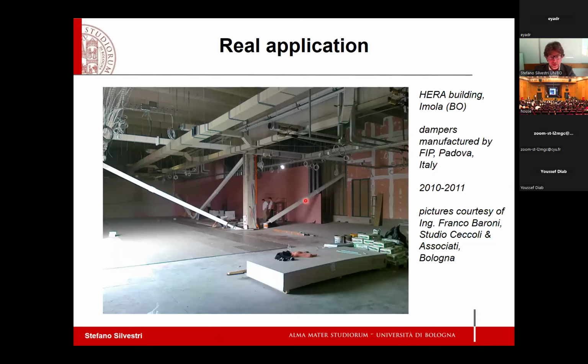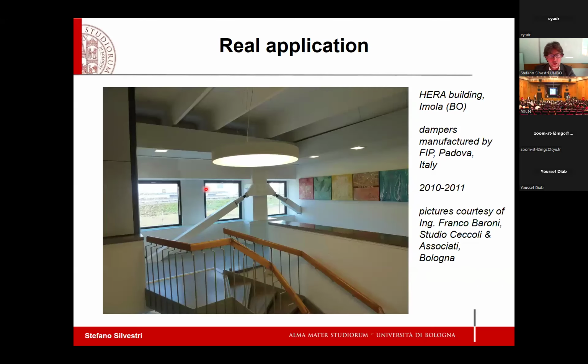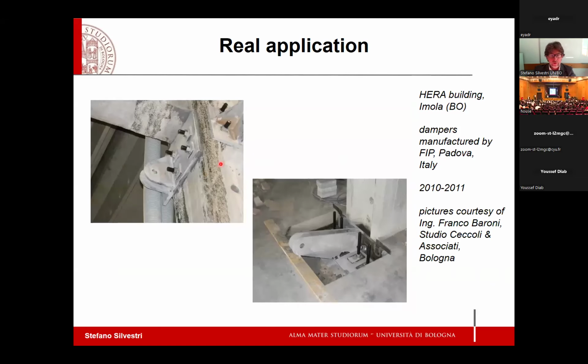I designed it, let's say, 15 years ago. It was an industrial building near Bologna. And here is the layout of the plan with the indication of their position. And here you see pictures. They can also have an architectural, let's say, appearance that can be highlighted or improved.